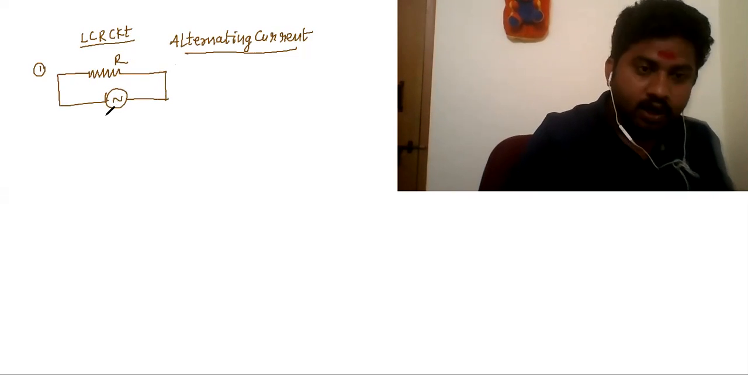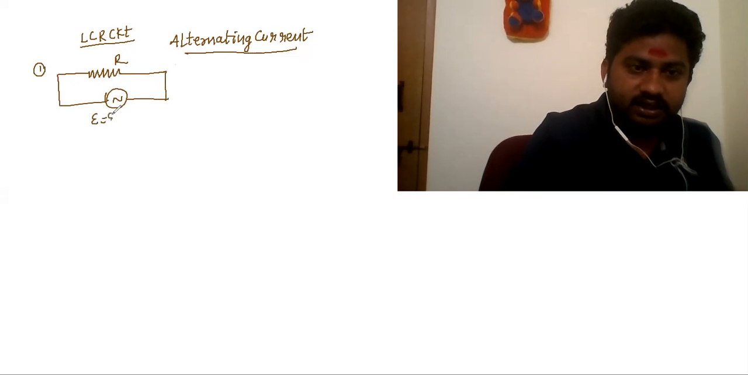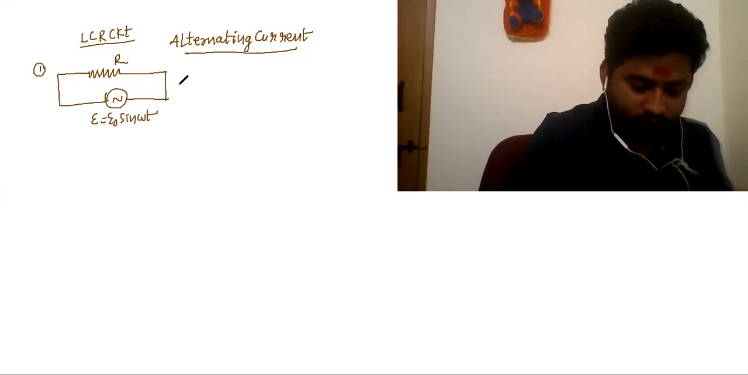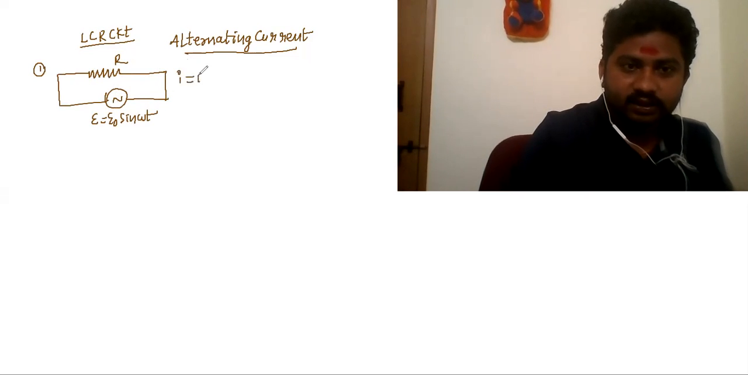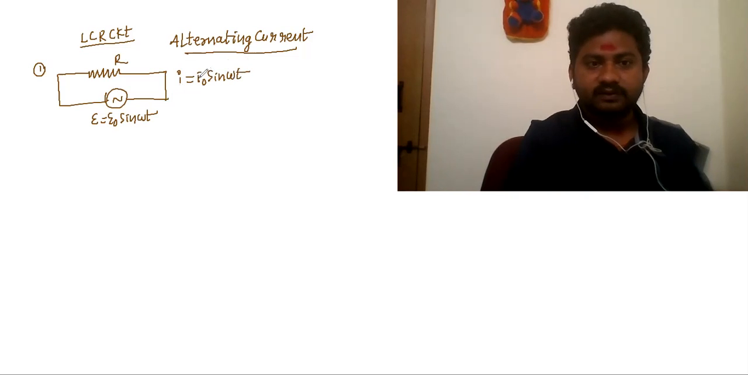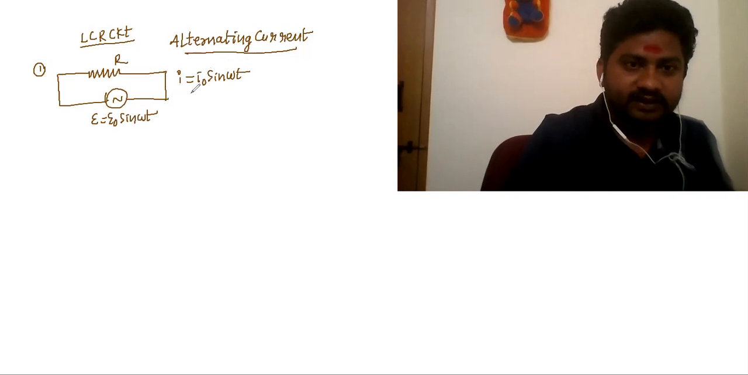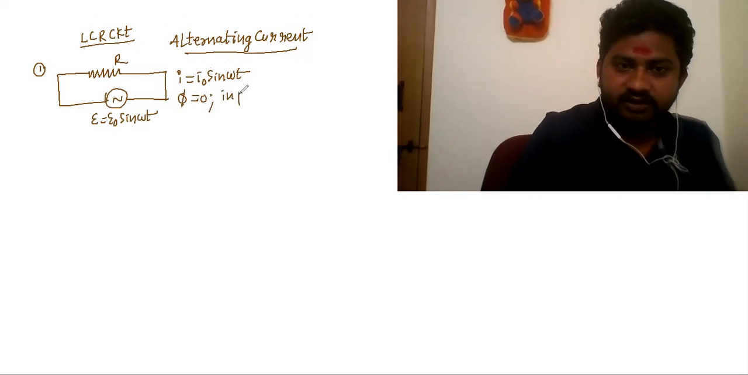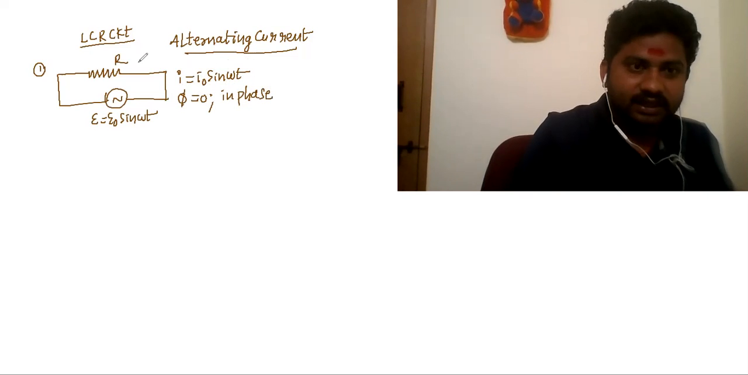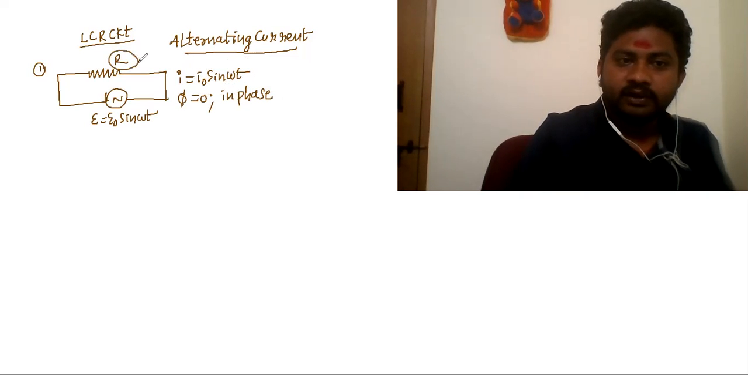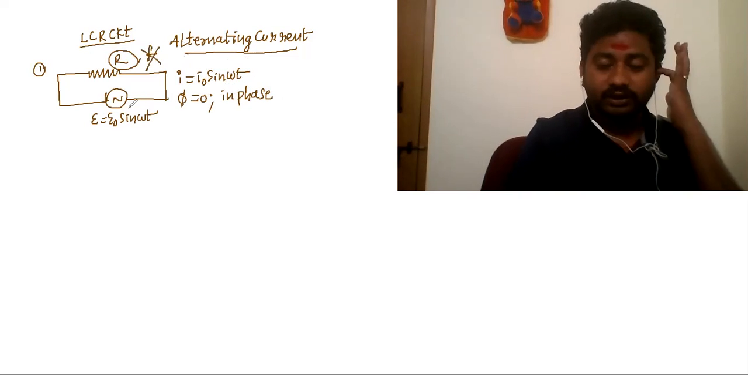In this case, what happened? The alternating EMF is E naught sine omega t, and the current we have got is I equals I naught sine omega t. Is there any phase difference between E and I? There's no phase difference between E and I. Both are in phase, my dear children. And this resistance is independent of the frequency of this alternating source.